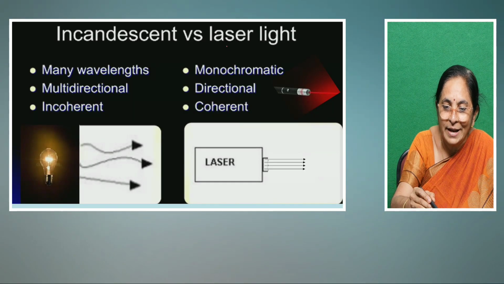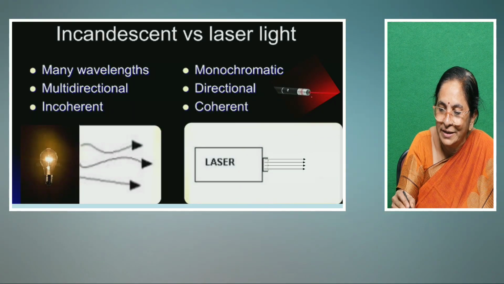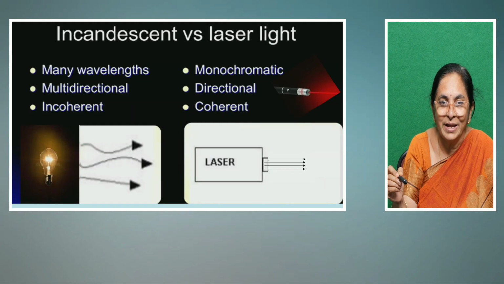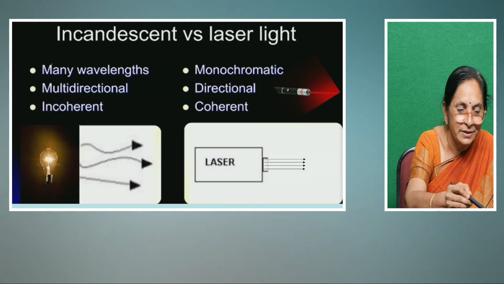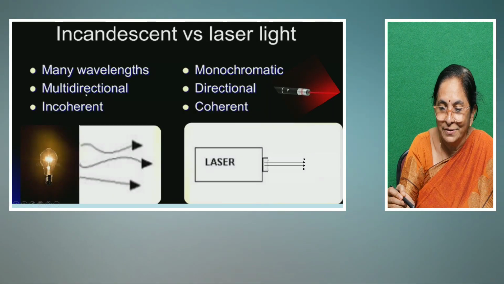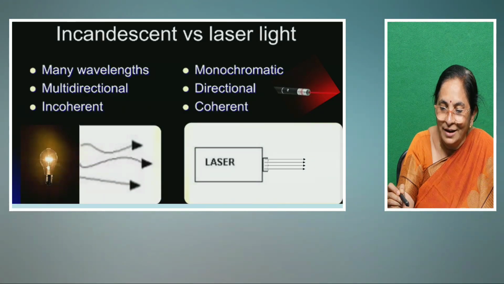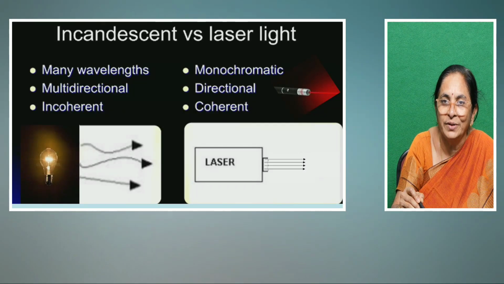Suppose we have a laser light, they are called monochromatic. That means the emitted light will have only a single color. So this room is lit by this white light. White light has seven colors, VIBGYOR. When dispersion takes place, this white light gets split up into its constituent colors. So these incandescent bulbs will be emitting many wavelengths, whereas laser light will be emitting only monochromatic light. That means it has a single wavelength and goes in one direction only, and all of them will be coherent.